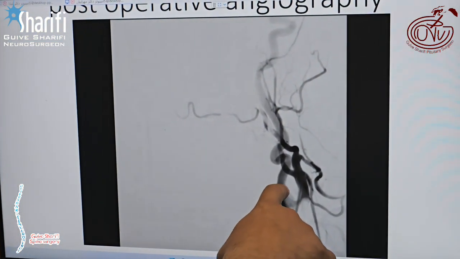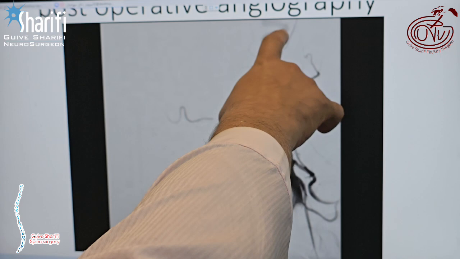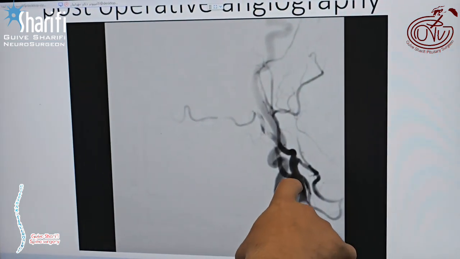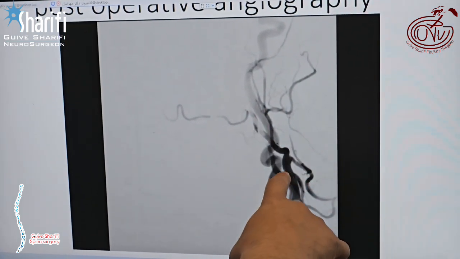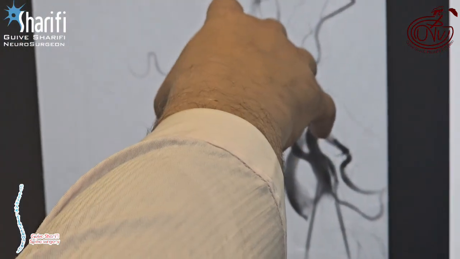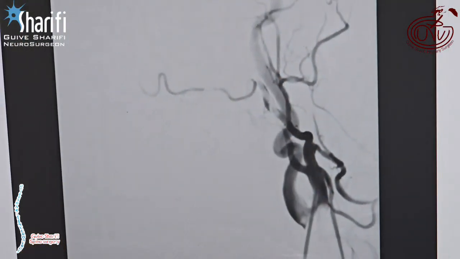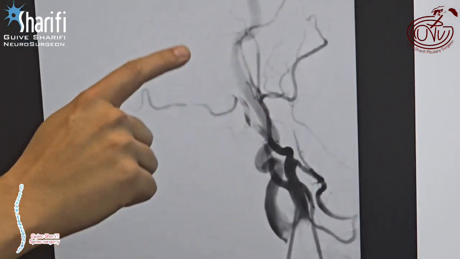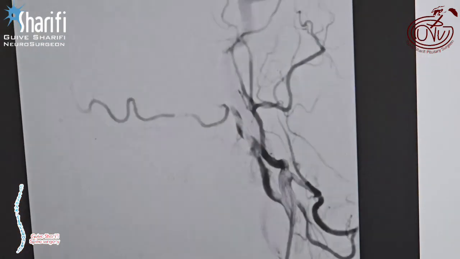This is the internal carotid artery, and this is the external carotid artery, and this is the occipital artery that were large before the injection, and now here was the site of the nidus.